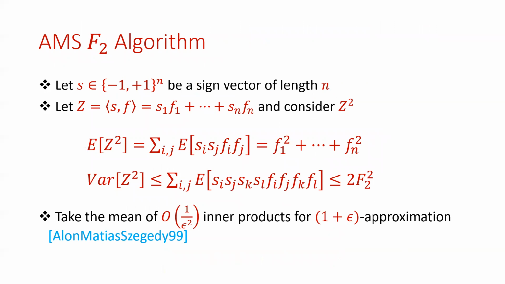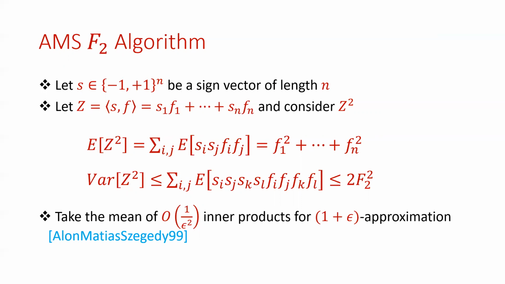As a quick description of what we do, let's first go over a warm-up algorithm, which is the famous AMS F2 algorithm, due to Alon, Matias, and Szegedy. In this algorithm, the goal is to estimate F2. A sign vector of length n is generated. We'll call that S. As the stream progresses, a counter for Z is stored, where Z is the inner product of S and F.